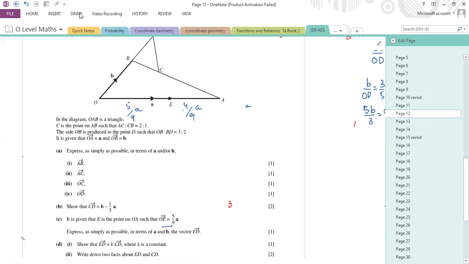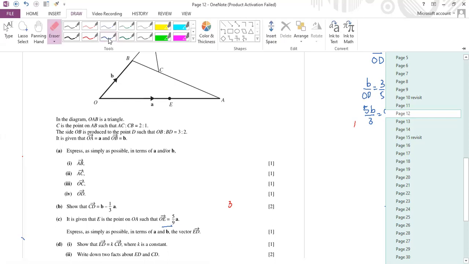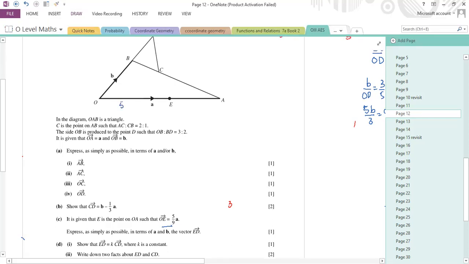If it is difficult, I can write it slowly so you can understand. It is told to you that OE is 5 upon 9 times A. So EA is how much? EA is going to be 4 upon 9 of A. It is a simple fraction learning, and I hope there is no problem in it, right? Now, express as simply as possible in terms of A and B the vector ED.